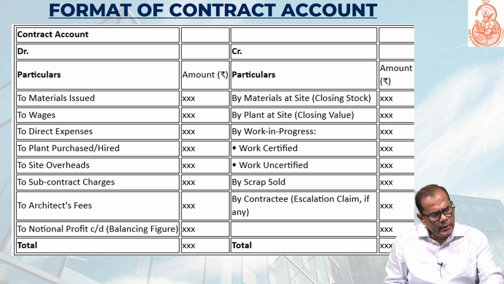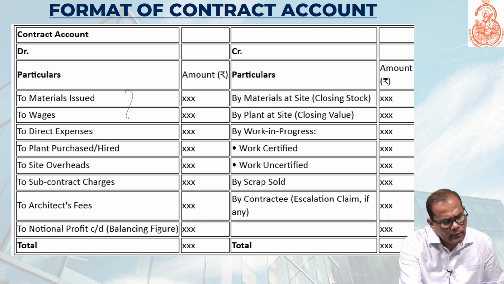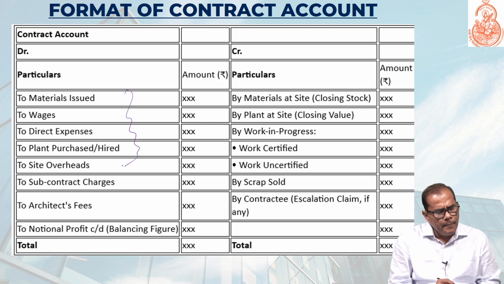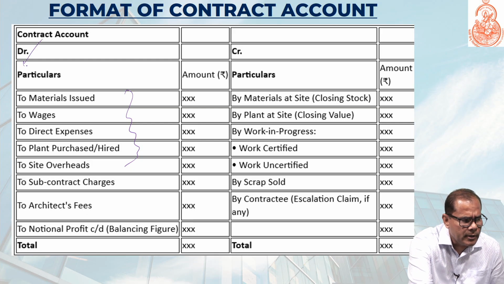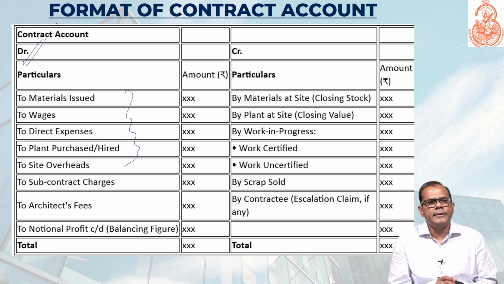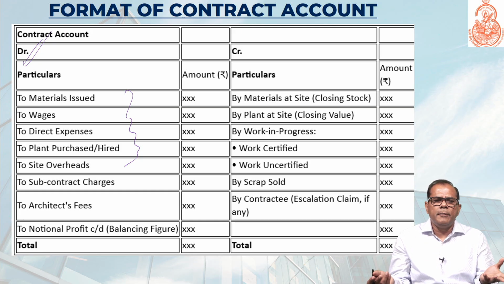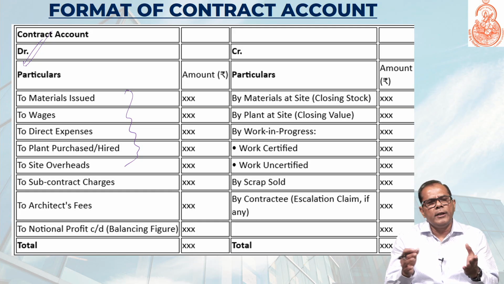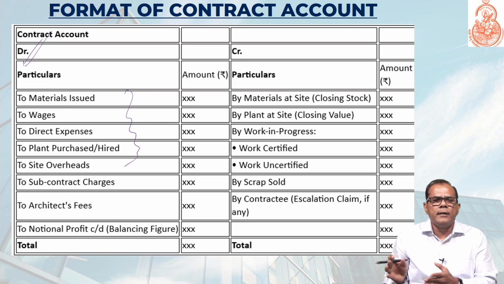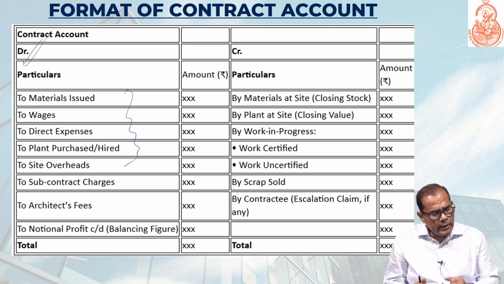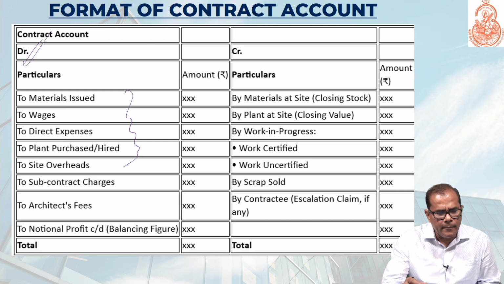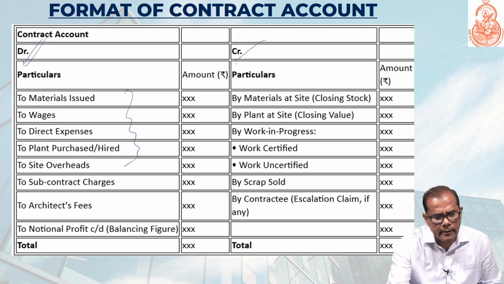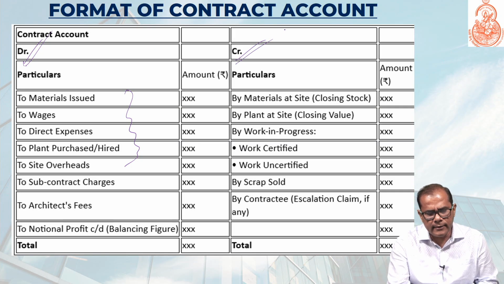To start with, here material issued, wages, direct expenses, these all essentially are based on the double entry system of principle, because here you are coming across it is the debit side. So, debit as per the double entry system, debit all expenses and losses, credit all incomes and gains. So, following that particular principle, we are there to show all the expenses over here, and here it reflects the credit side, that is materials at site.